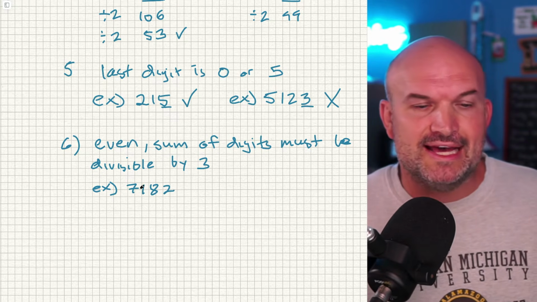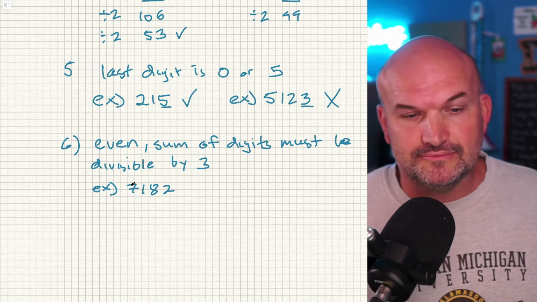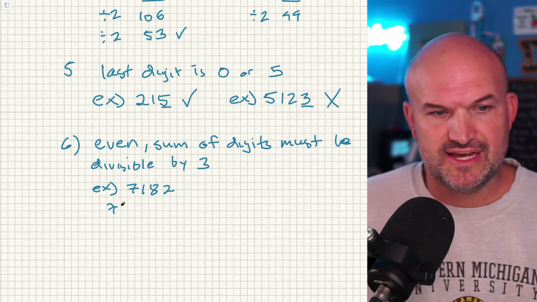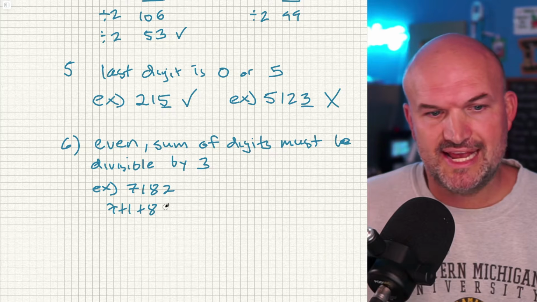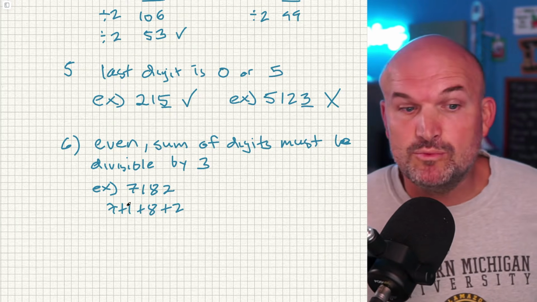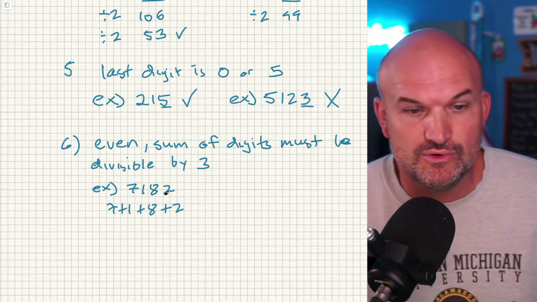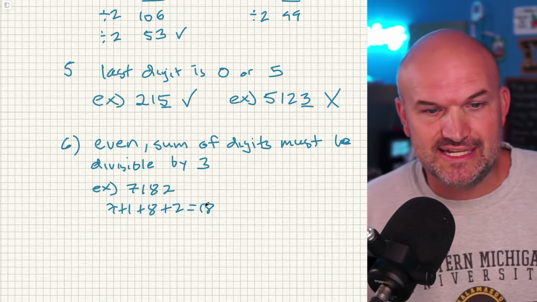Now let's go ahead and determine if the sum of all of our digits is going to be divisible by 3. So I do 7 plus 1 plus 8 plus 2. 7 plus 1 is 8, 8 plus 8 is 16, and 16 plus 2 is 18. So that equals 18.